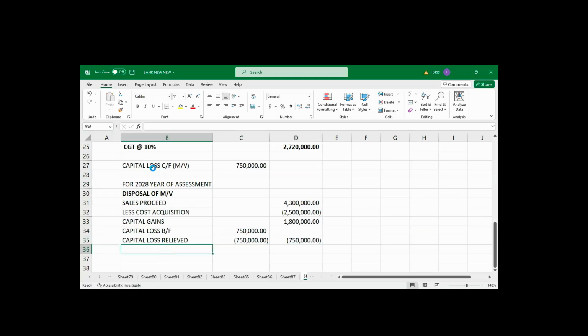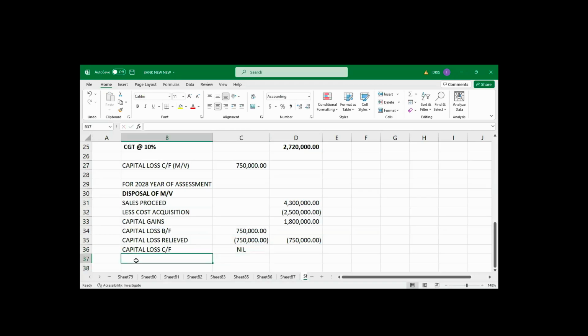So you need to let the examiner know: capital loss carry forward. You need to let the examiner know for you to earn a good mark. How much will be my capital loss carry forward? Nil. So let the examiner know that. Do you understand? Yes, sir.